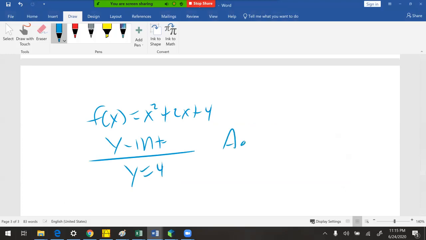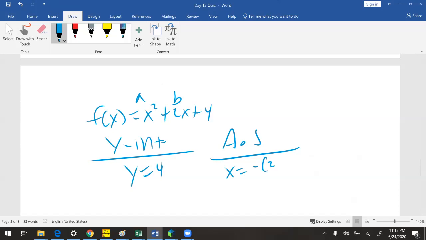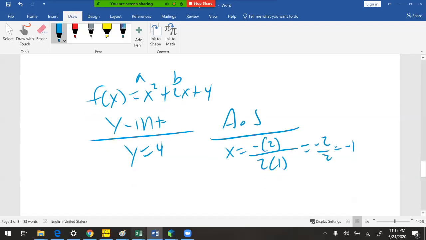Now let's find the axis of symmetry. This is our A, this is our B. Our A is 1, our B is 2. So that means x equals negative 2 over 2 times 1, which is negative 2 over 2, which is negative 1. That is the x value of the vertex.